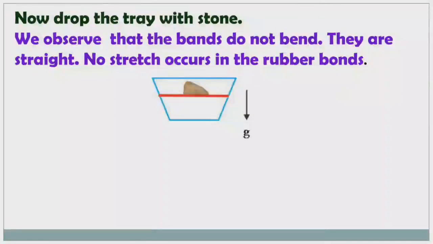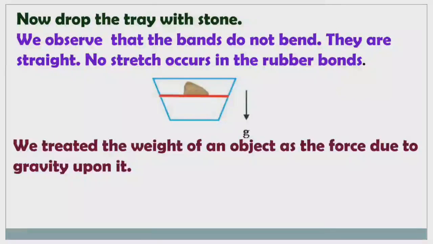When it is falling freely, the stone will experience weightlessness. That's why no stretch occurs in the rubber bands, they are straight. We treated the weight of an object as the force due to gravity upon it. Already we discussed that the weight of an object is due to the gravitational force of attraction on the object.